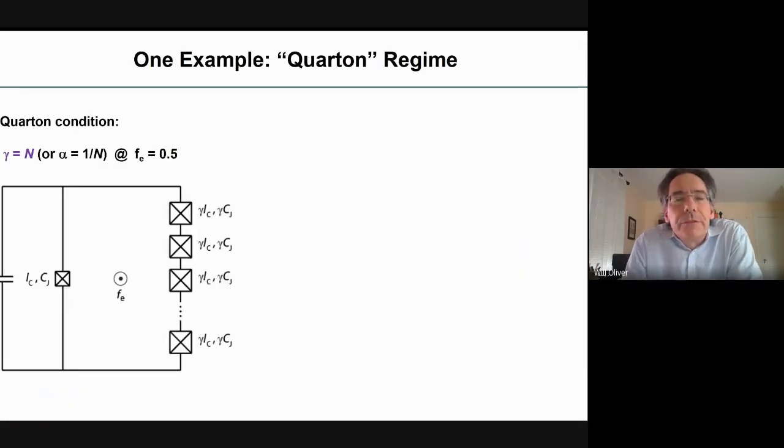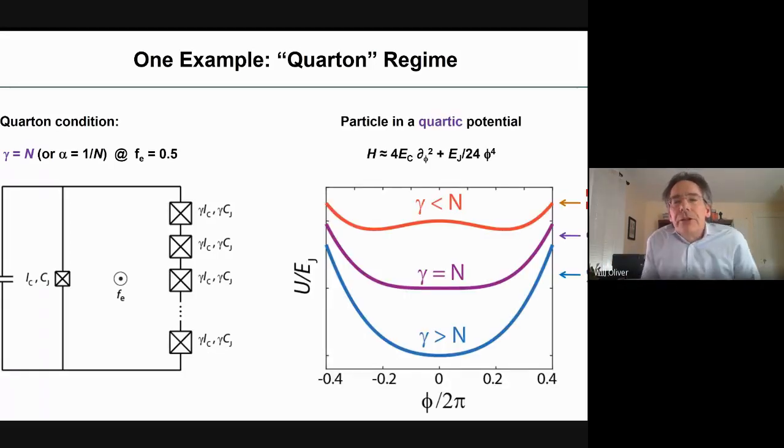And so based on this, one example that we decided to explore is something that Faye called the Chorton. And the Chorton is a primary junction with n parallel junctions and a shunt capacitance, but the number of junctions is chosen to be equal to gamma, or again, if you're thinking of alpha for flux qubits, it would be 1 over n. And essentially what we're doing is we're eliminating the quadratic term in the potential energy, leaving just a quartic potential, and that's why we call it the Chorton.